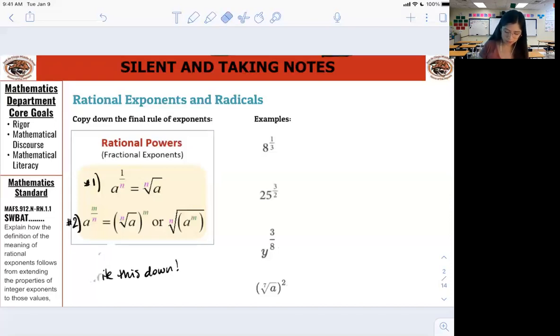But let's just examine what is happening here. So take a look at rule number 1. When you look at rule number 1, notice that the exponent is a fraction, but a very specific type of fraction. It's a type of fraction where the numerator is just 1. So it could be 1/2, 1/3, 1/4, 1/5, anything like that. Well, when you have an exponent that is a fraction, what actually happens is that you can rewrite it as a radical, and it can go back and forth. They're equal to each other.